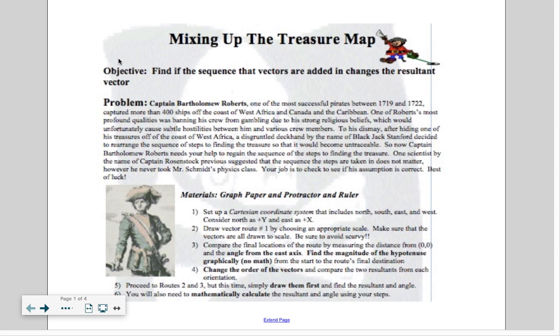So number 5 says proceed then to routes 2 and 3, which we'll do a little bit later. This time we're going to actually just draw them first and then find the resultant in an angle. So you don't have to do any of the math for those ones, okay? For the first route. For the second route, however, you can read number 6. Then it says you will also need to mathematically calculate the resultant and angles using your steps. So for route 1, you do not have to do any math.